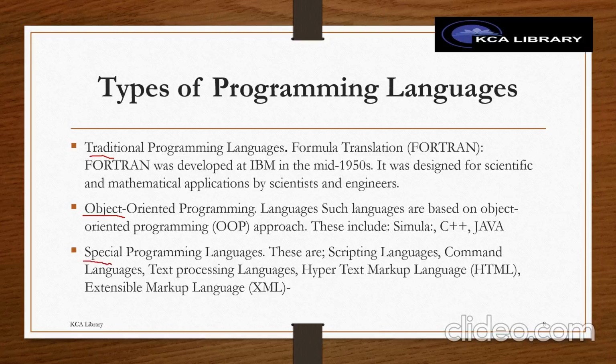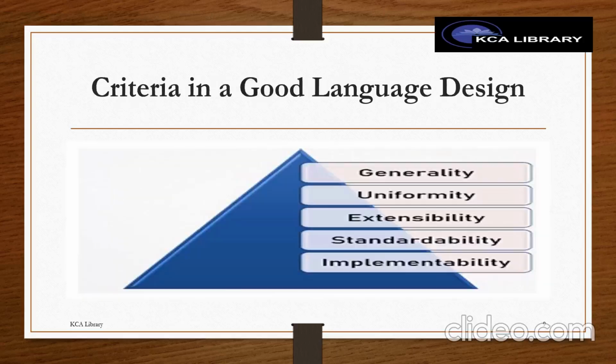We also have what we call special programming languages. These are scripting languages, command languages, text processing languages, HTML, extensible markup languages. Those are what we call special programming languages. So let us look at criteria in good language design.